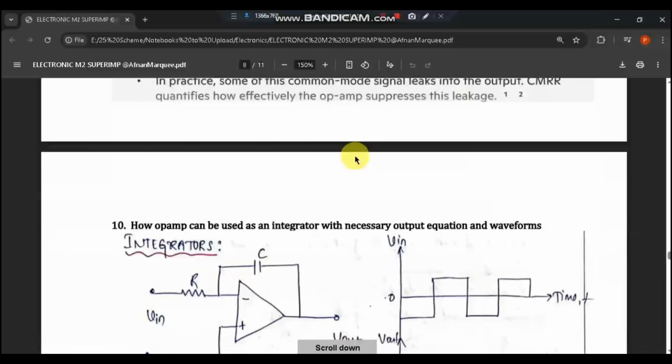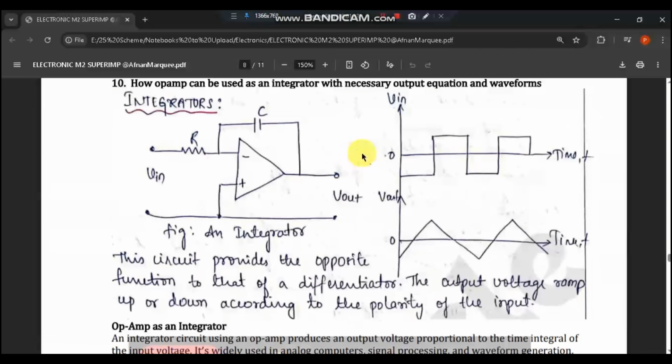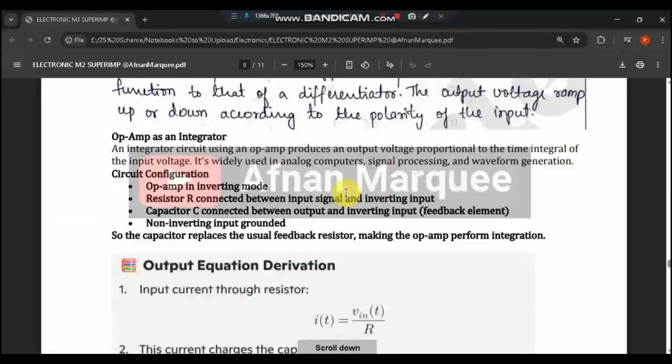Next one is: how an op-amp can be used as an integrator, with the necessary output equation and the waveforms. So this is the integrator you have to make, and this is the waveform. This circuit provides the opposite function to that of a differentiator. The output voltage ramps up or down according to the polarity of the input. It is opposite to the differentiator. Integrator is the opposite of differentiator.